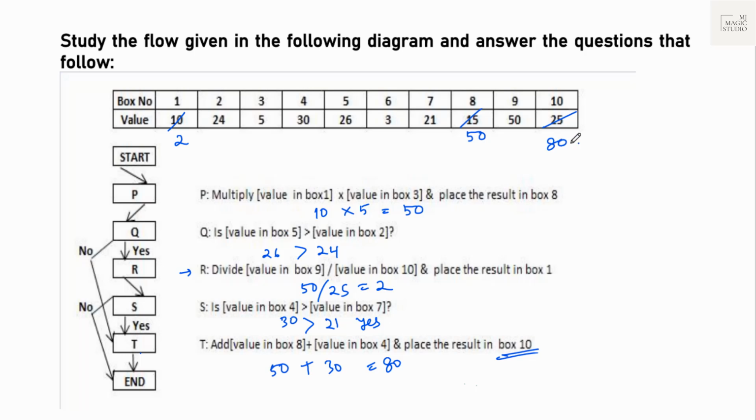So the final values we have are 2, 24, 5, 30, 26, 3, 21, 50, 50 and 80 in boxes number 1 to 10. Do it slowly, don't rush, and let's see the 3 questions that follow.